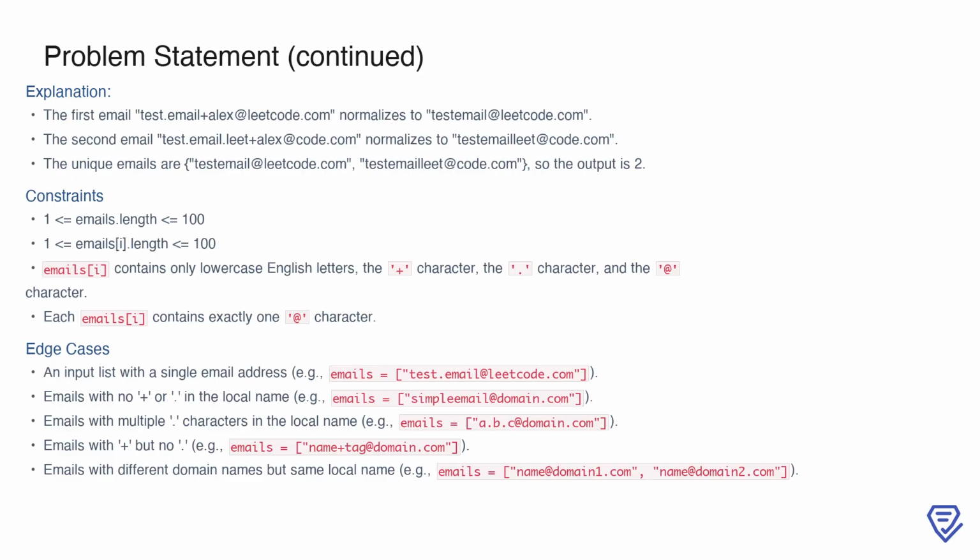The problem also defines constraints, such as the input list containing between 1 and 100 emails, and each email having a length between 1 and 100 characters. Edge cases to consider include lists with only one email, addresses that lack plus or dot, and scenarios where the domain names differ while the local names are identical. These details ensure that we handle all possible inputs correctly and robustly.